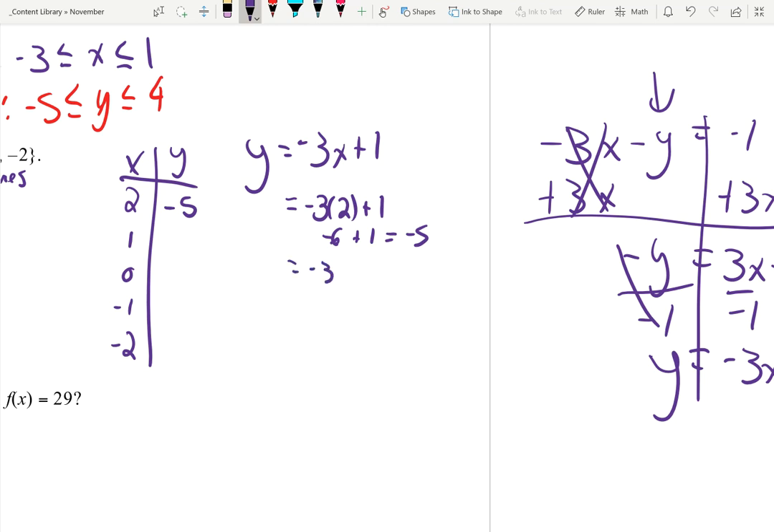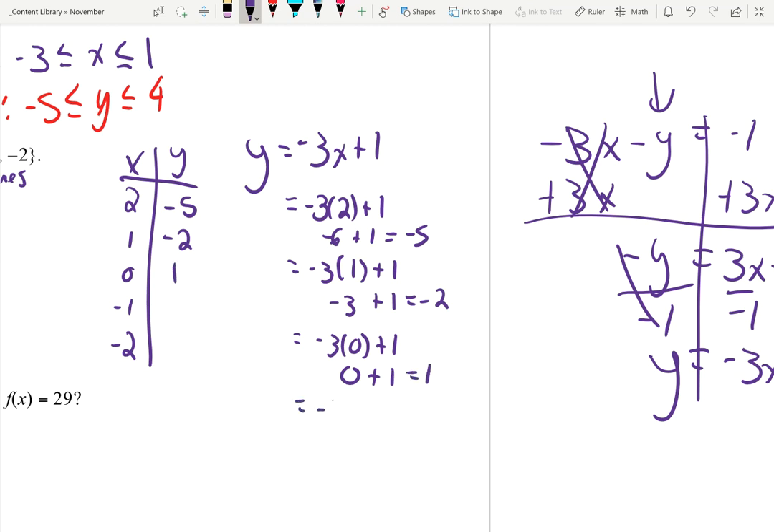If I plug in 1, negative 3 times 1 plus 1, negative 3 times 1 is negative 3, and negative 3 plus 1 makes it negative 2. Okay, if I plug in 0, negative 3 times 0 plus 1, that's going to be 0 plus 1, which is the same as 1.